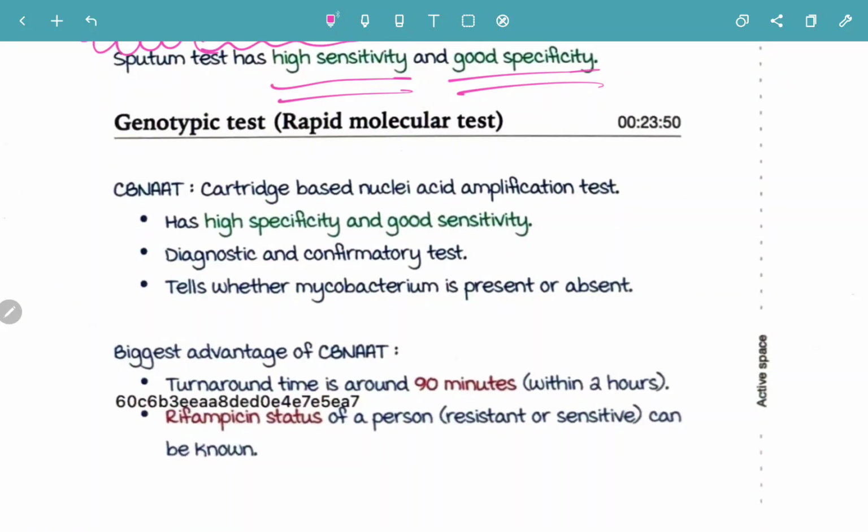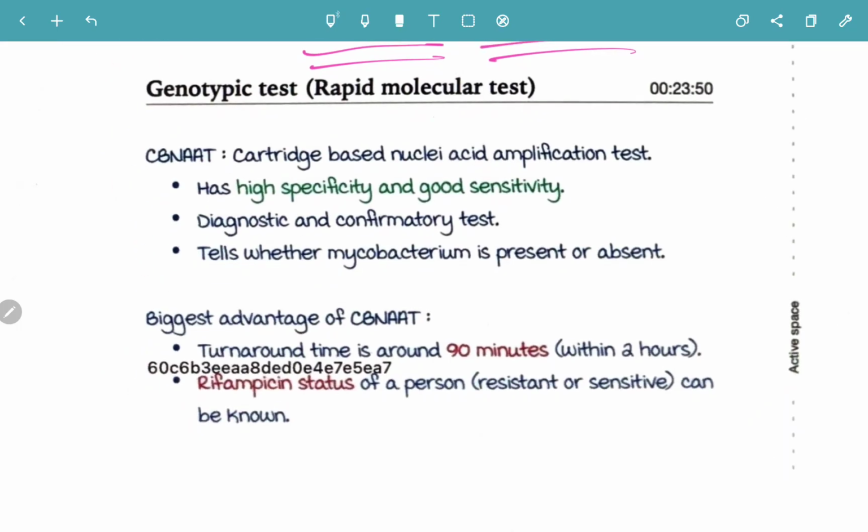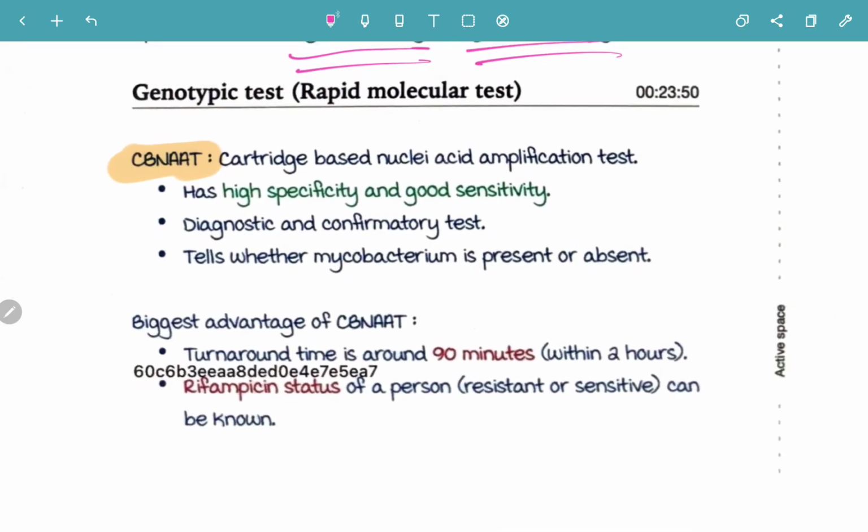Now let's look at the genotypic test, which is your rapid molecular test. The very important test is going to be your CB-NAT. So what does CB-NAT stand for? Cartridge based nucleic acid amplification test. It has high specificity as well as good sensitivity.